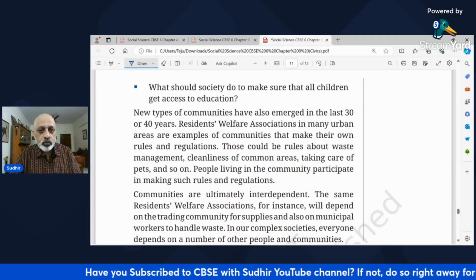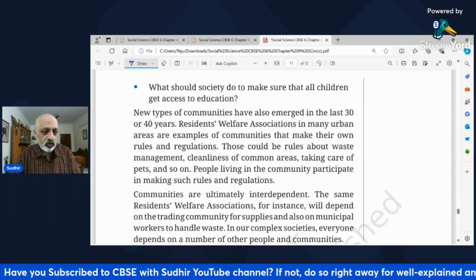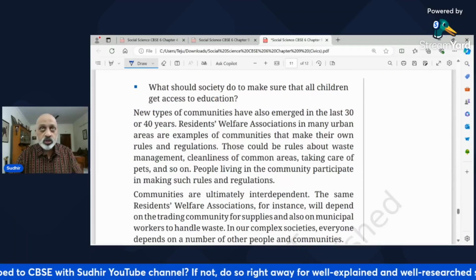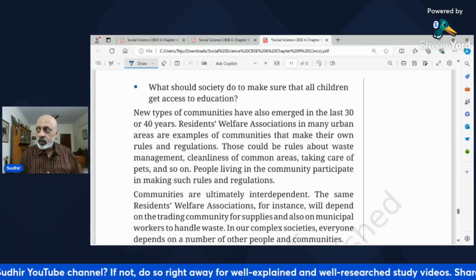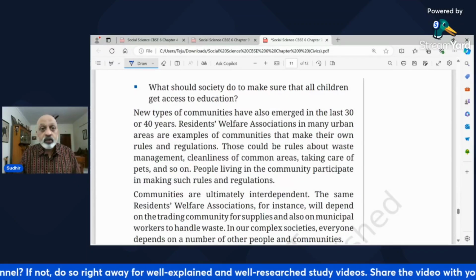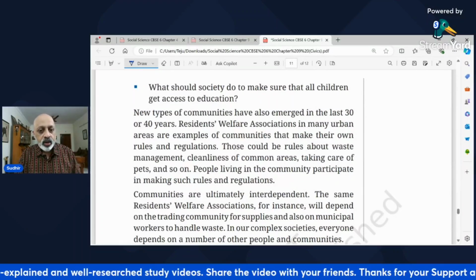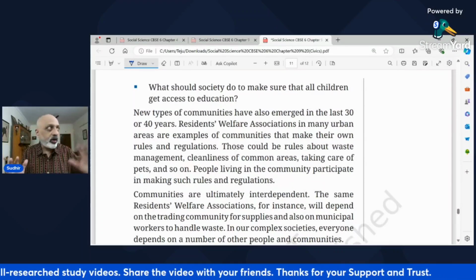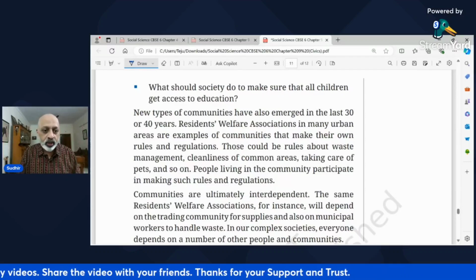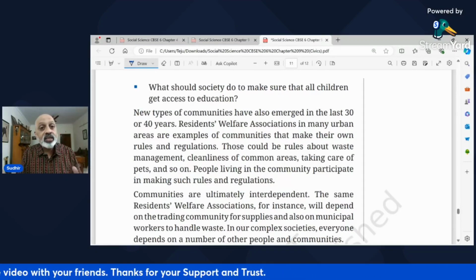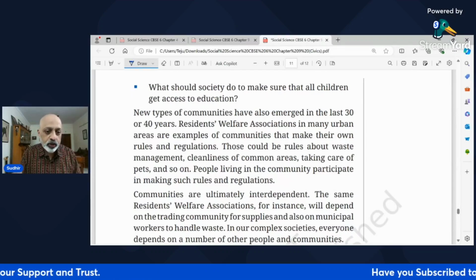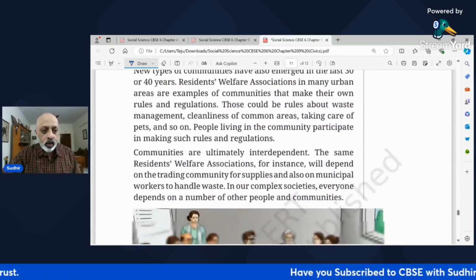Now, new types of communities have also emerged in the last 30 to 40 years. There are resident welfare associations. For instance, I live in an apartment. We are just 14 flats, but we have a resident welfare association, right? So that's also like a community. There are 14 families living together. So the association will represent the interests of all the 14 families living in this particular apartment complex.